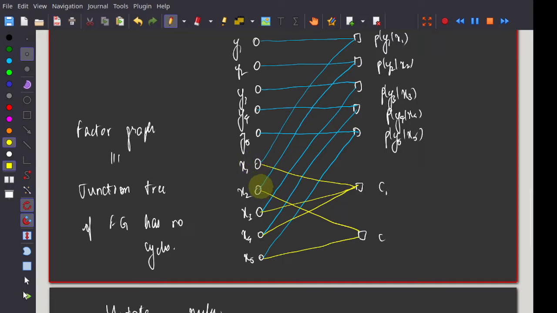So you have something from y2, p of y2 given x2, to x2. That would have to go to this particular check node. From this check node, it would go to x1 and so on. So you basically take this particular junction tree, take maybe x1 as the root of this junction tree, and then propagate all the messages from the leaves to this particular root.